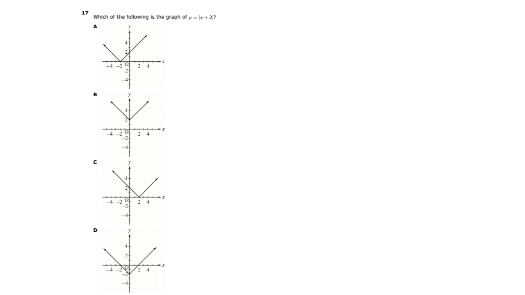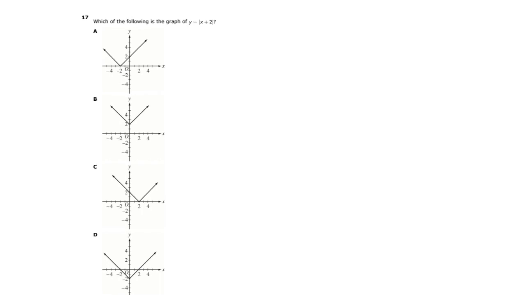Which of the following is a graph of y equals the absolute value of x plus 2? Remember that the plus 2 is within the absolute value, so that's going to shift the parent function to the left 2 units. So it's not going to go up 2. And it will not go to the right, nor will it go down, so your answer is A.